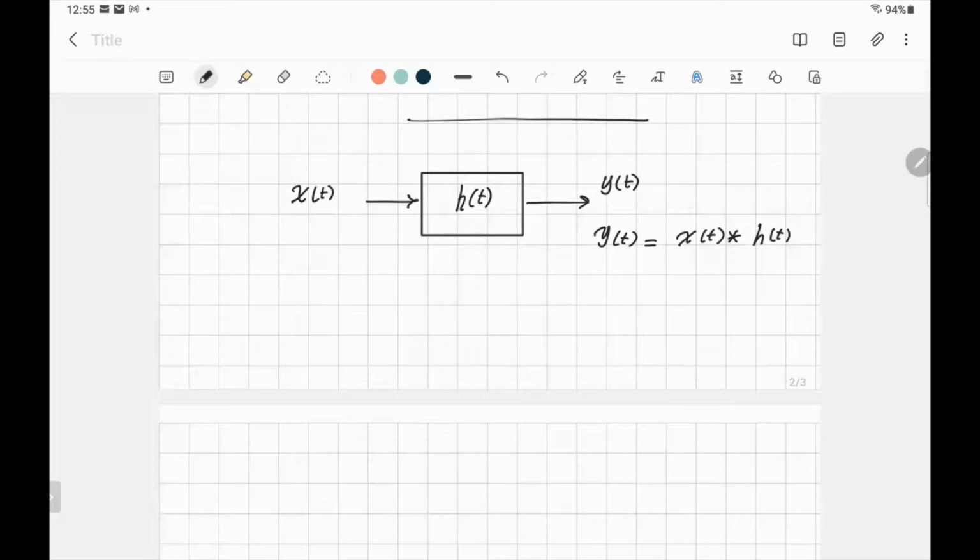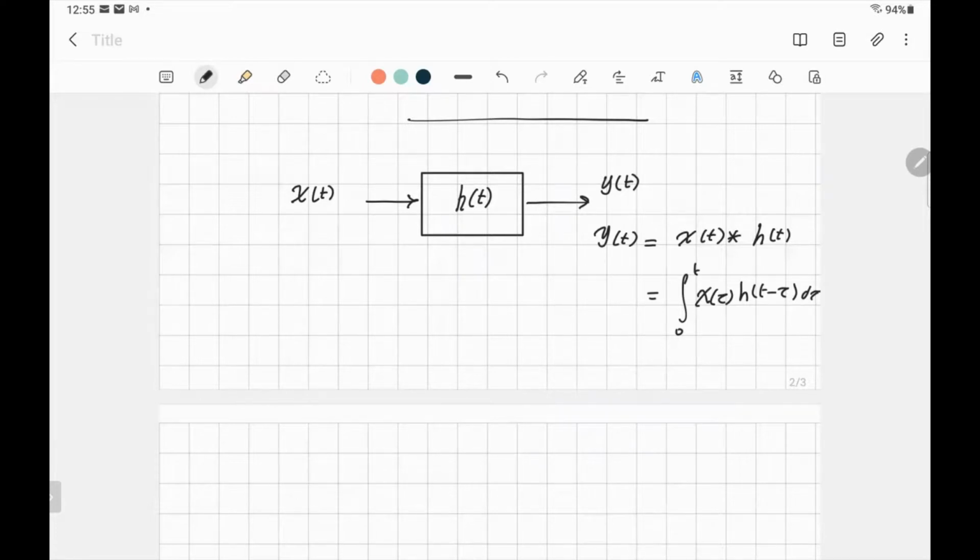If you remember, you do the integration of x of tau, h of t minus tau, d tau, from 0 to t, and that's where you flip the diagram, and then you move it step by step to see where the common area is.